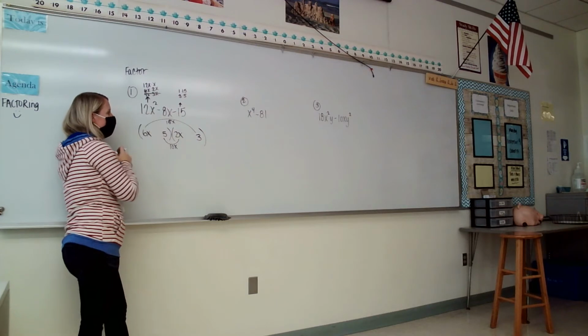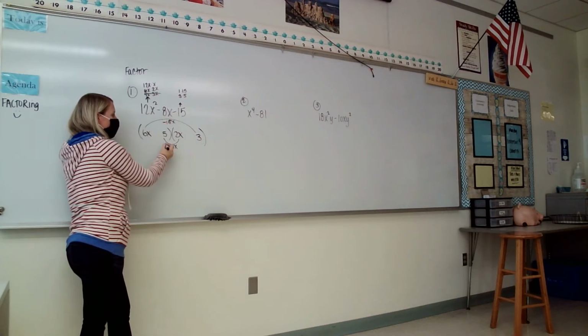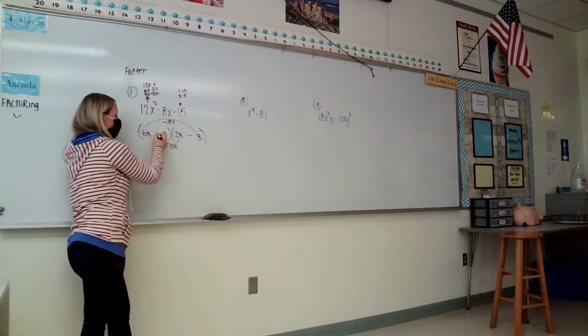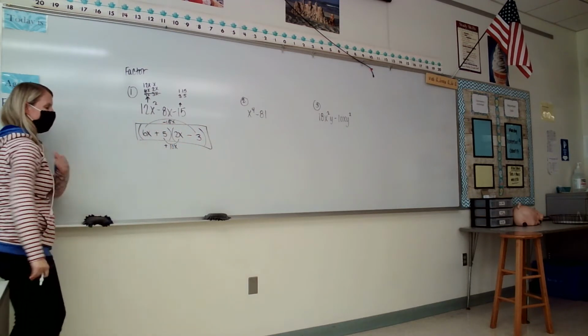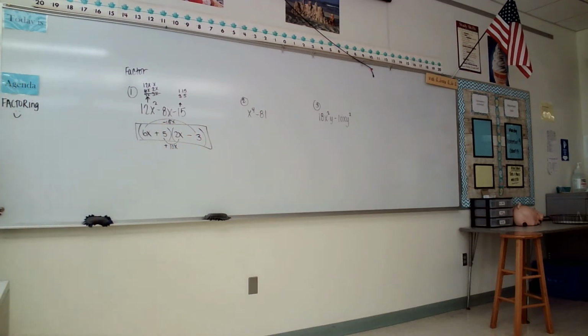If that's a negative, that means they're opposite signs. If I have negative 18 plus 10. So just make sure your signs are correct. And that should be your factor form. So 6x plus 5, 2x minus 3. If you have them in the other order, that's fine, as long as you have the same binomials.